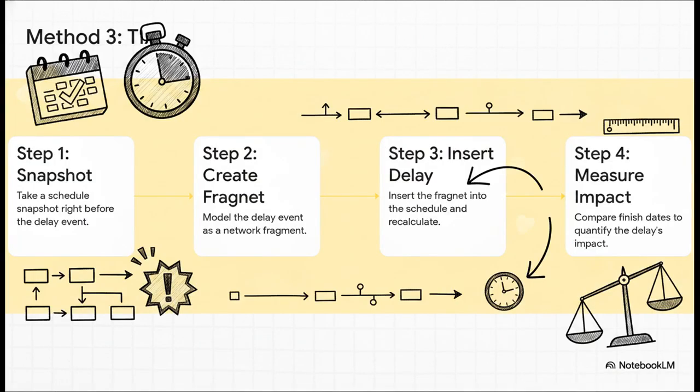Okay, now we're shifting gears into a modeled technique. This is time impact analysis, or TIA. This is where we start running simulations. The analyst grabs a clean schedule from right before a delay happened. Then they build a little mini network of activities to represent that delay, what the pros call a fragnet. They plug that fragnet into the schedule to measure the exact impact. TIA is pretty much the industry gold standard for proving that a specific event caused a specific delay.